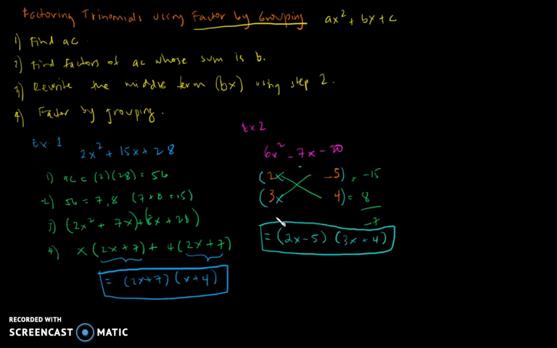Okay, so this time you have to try this. For letter A, you have 2x squared plus 24x plus 35, and for letter B you have 6x squared minus x minus 15.